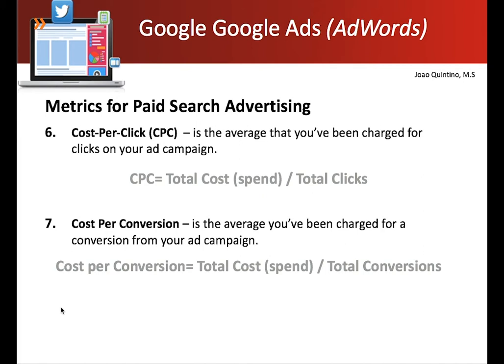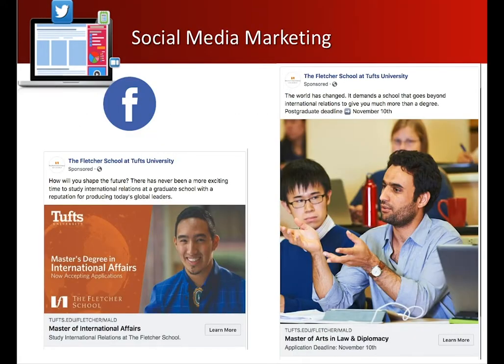Another important metric is cost per click. This is the average that you're charged per click. The way you calculate this is you take the total cost of your campaign and divide by the total number of clicks. And cost per conversion is also a very important metric, and is the average you've been charged for a conversion from your campaign. The way you calculate this is the total cost, or the total spend, of your campaign divided by the total conversions.